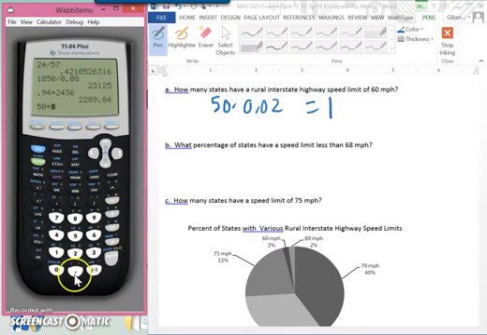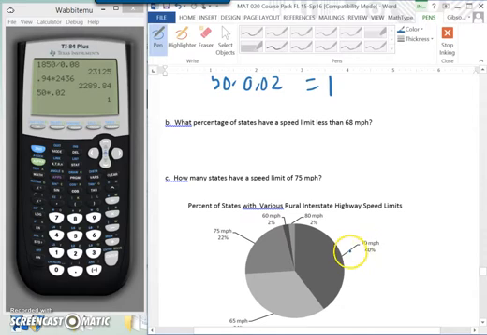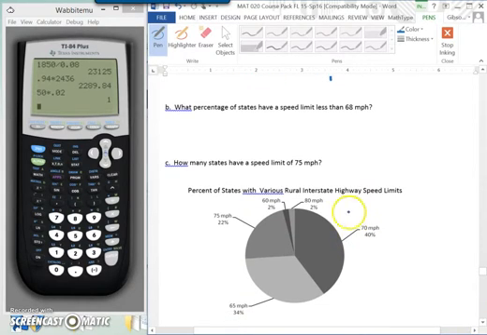But we could check it on the calculator. And that gives you 1. So our final answer here is 1. Now we go to B. What percentage of states have a speed limit less than 68 miles per hour? Now what we do is this. This whole pie chart is 100%. So it says less than 68 miles per hour. The only ones that are less than 68 miles per hour are the 60 miles per hour and the 65 miles per hour, which will give us 36%.